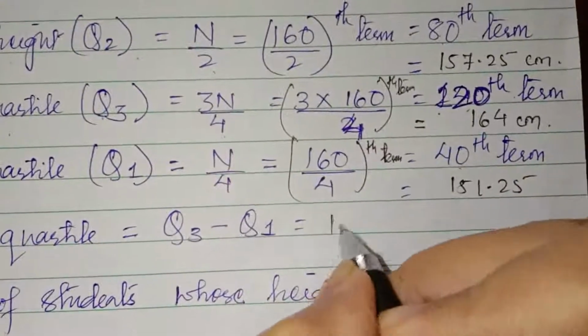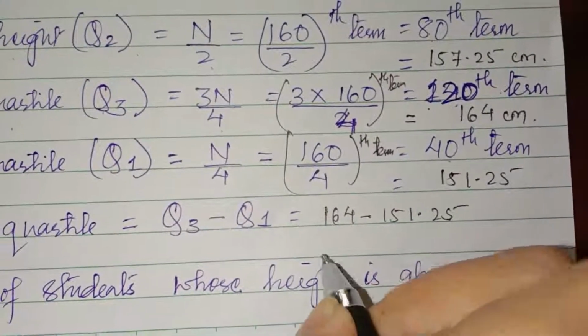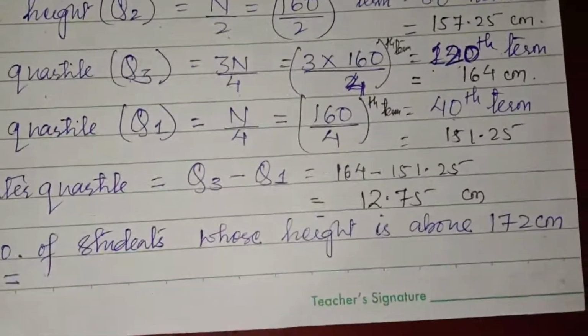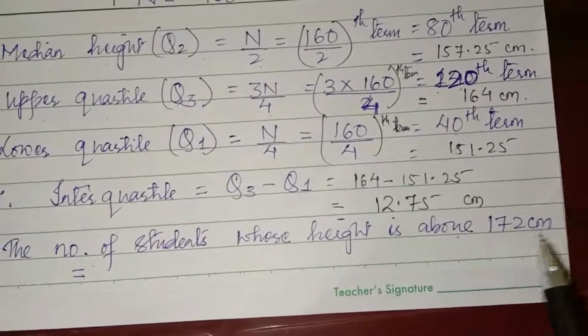Now Q3 minus Q1 is your interquartile range. Q3 164 minus 151.25 centimeter. We will subtract this. So the interquartile range is 12.75. Now our last question is the number of students whose height is above 172 centimeter.